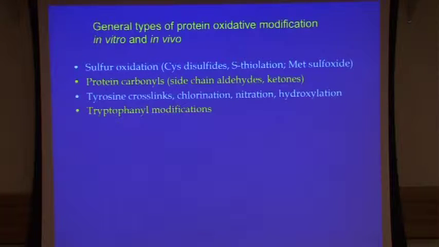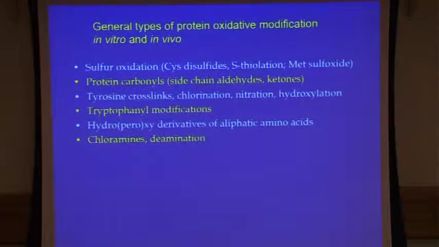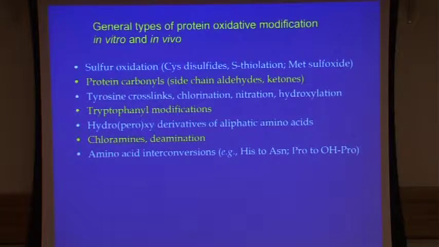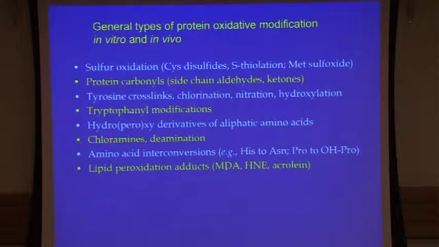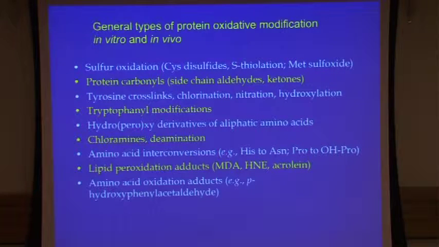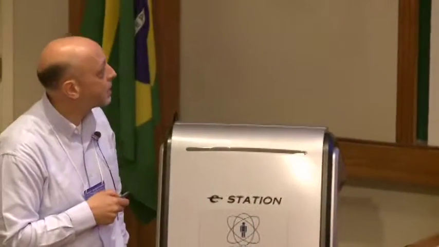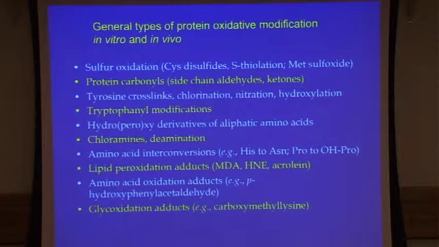Tyrosine cross-link, tryptophan modification. We said the formation of protein hydroperoxides, especially from aliphatic amino acids, chloramines from hypochlorous acid reaction, amino acid interconversion through oxidation reactions, adducts with lipid peroxidation products such as malondialdehyde and hydroxynonenal, and amino acid oxidation products that you can even measure in the urine, such as para-hydroxyphenylacetaldehyde and para-hydroxyphenylacetic acid, which are oxidized products of tyrosine.